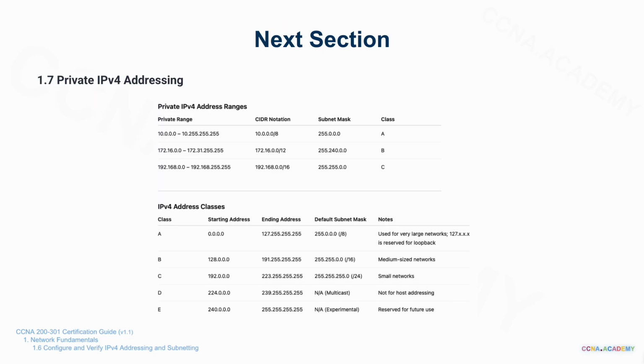In the next section, we'll cover private IPv4 addressing. We'll look at the different IP classes, the reserved private ranges, and a few special purpose addresses such as the loopback. This will help you recognize which addresses are used inside networks and which ones are meant for public communication.